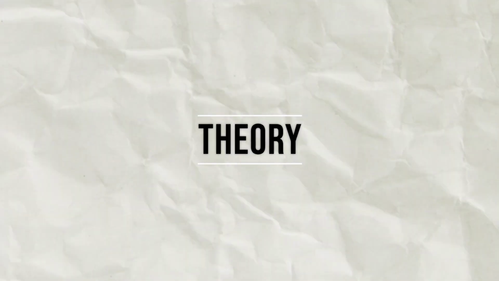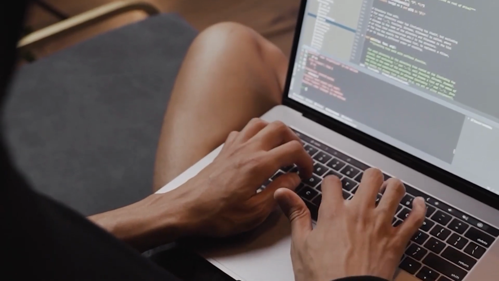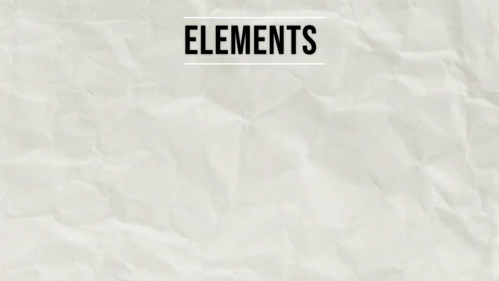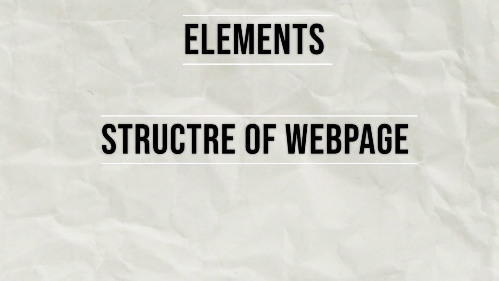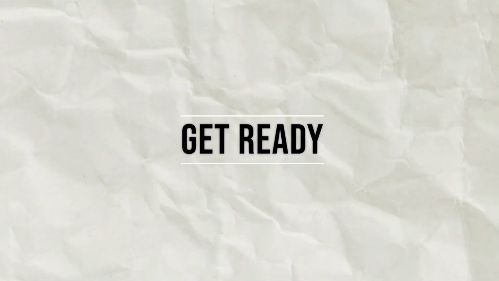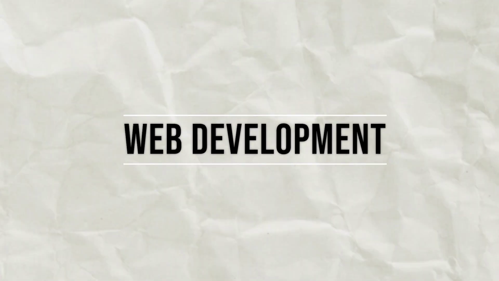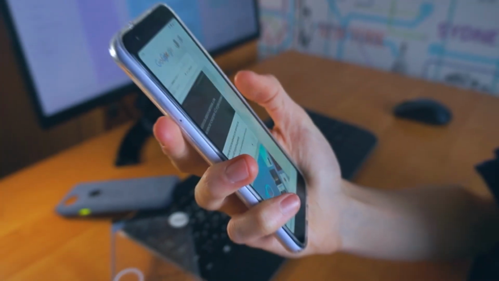We will get our hands dirty with hands-on coding sessions. You will see how to create different HTML elements, structure a web page, and then style it using CSS. By the end of this course, you will be able to create your own websites from scratch. So get ready for this exciting journey into the world of web development. If you are ready to learn HTML and CSS, you are in the right place.